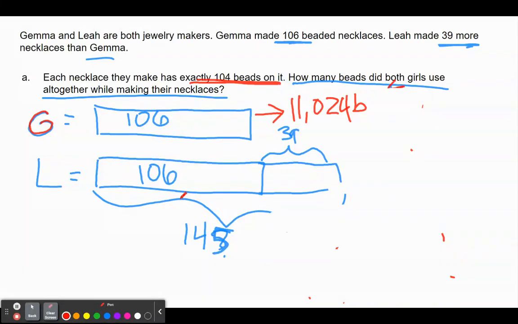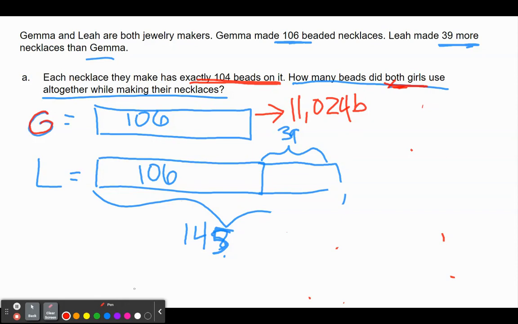Okay, so now let's go ahead and go back to our question. So our question is asking us, how many beads did both girls use all together while making their necklaces? So we figured out how many beads Gemma made, but we still don't know how many beads Leah used. So let's go ahead and figure out how many beads Leah used.